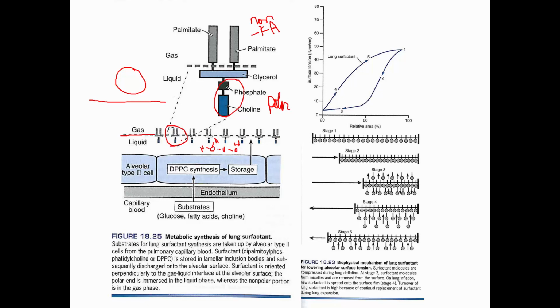So surfactant lowers surface tension, but there's something about surfactant that gives it an area-dependent property. If you have surfactant in a little alveolus versus a big alveolus, surface tension will be lowered more in the small alveoli. That's because there's this area-dependent aspect of surfactant.